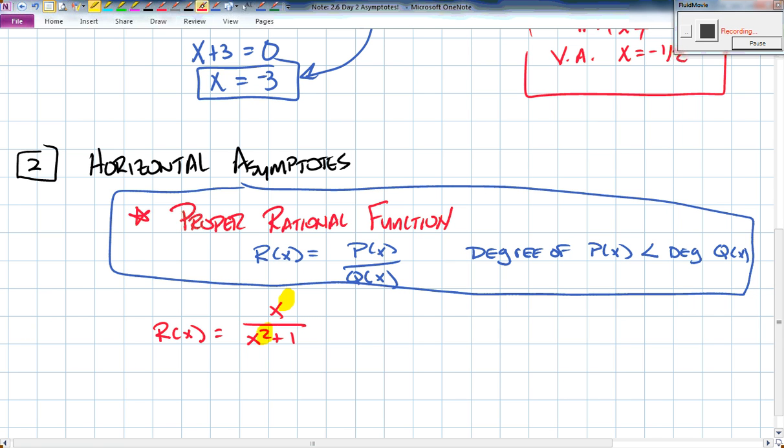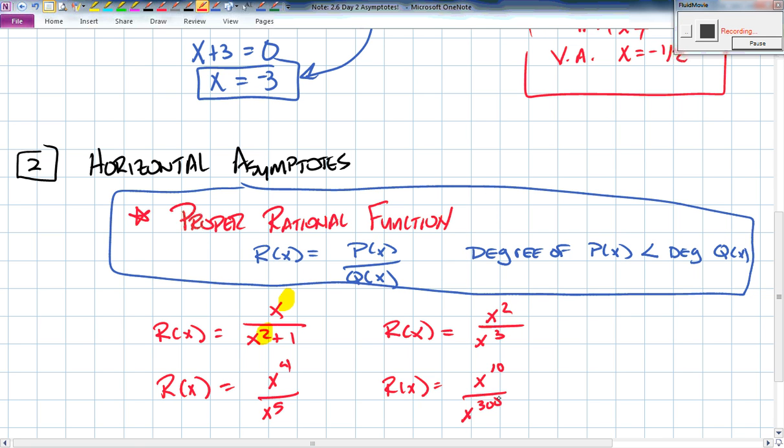Can you guys give me another example of a proper rational function? Can you make one up real quick? x squared over x cubed. Very good. That's a proper rational function. Can you give me two more? Good. Okay. x to the fourth over x to the fifth. Also proper. And r of x equals x to the 10th over 300. Those are the ones you made up. All of those are proper. Okay? You guys understand what proper is now?